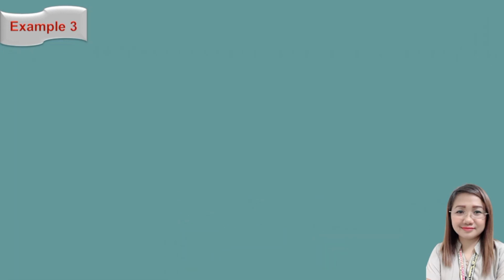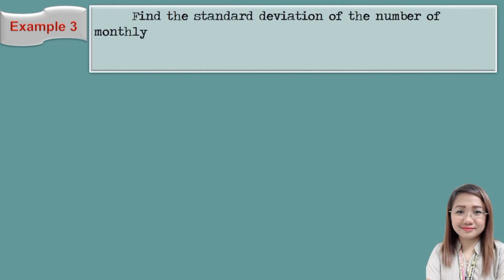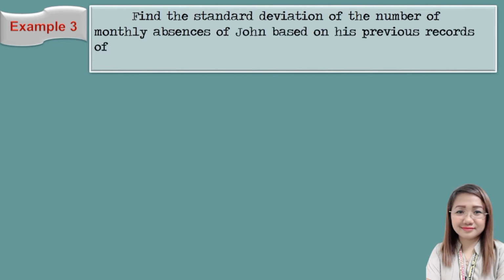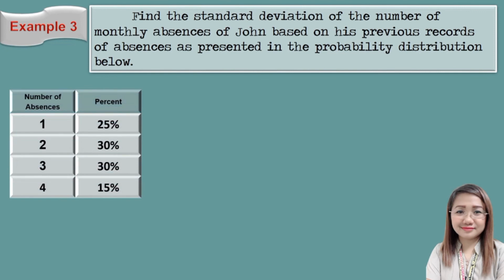Let's have example number 3. Find the standard deviation of the number of monthly absences of John based on his previous records of absences as presented in the probability distribution below. The numbers of absences are 1, 2, 3, and 4. And the corresponding percentages are 25%, 30%, 30%, and 15%.